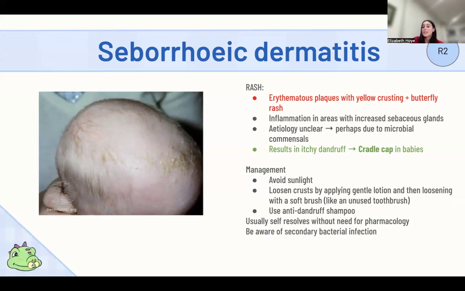Management is to avoid sunlight for this one and to gently apply lotion or moisturizer to loosen the crusts. And then you can sort of scrape at it very softly with a soft brush, like a toothbrush, and then also using anti-dandruff shampoo. So that usually resolves it. But if there's broken skin, you should be aware of any secondary bacterial infection.